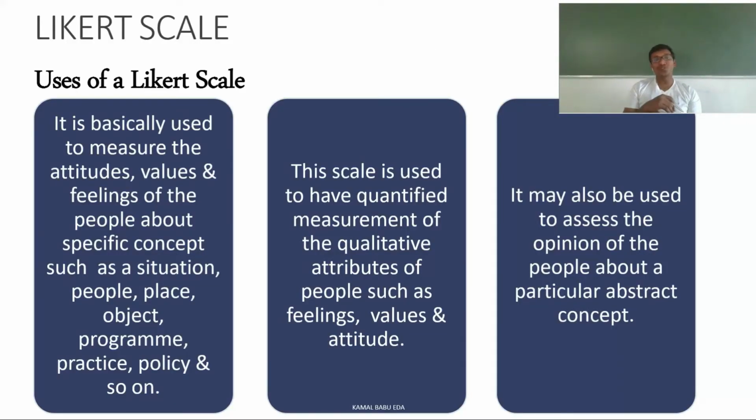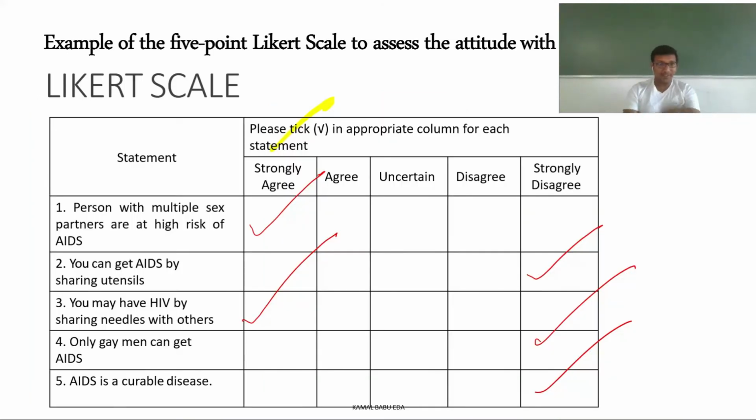Coming to the uses of the LIKERT scale, it is basically used to measure the attitude, values and feelings of people about a specific concept. My point of view may be different in the statements, and your point of view might be different from mine. Some people will think that if you share utensils you will also get AIDS.